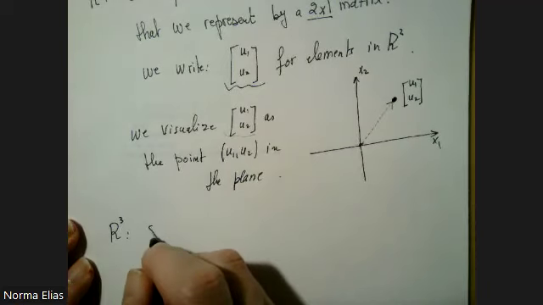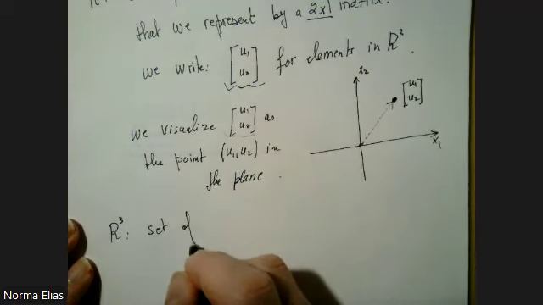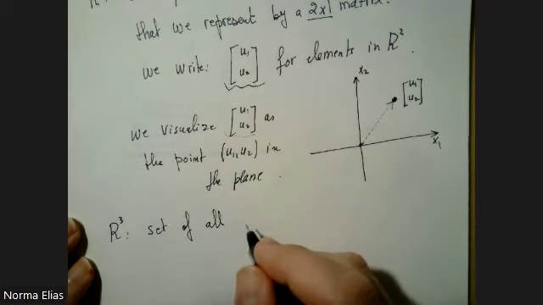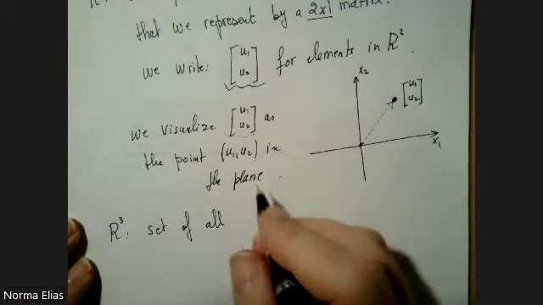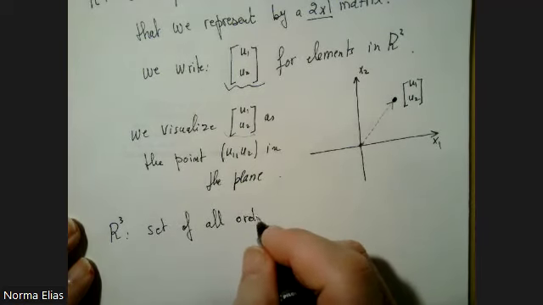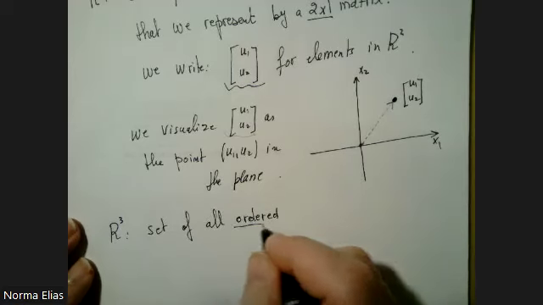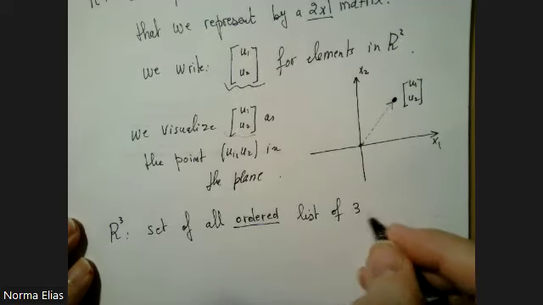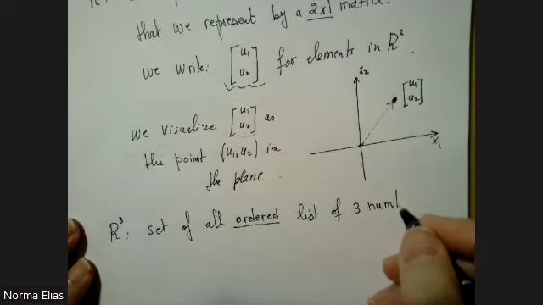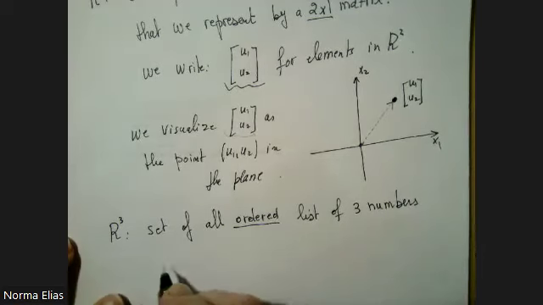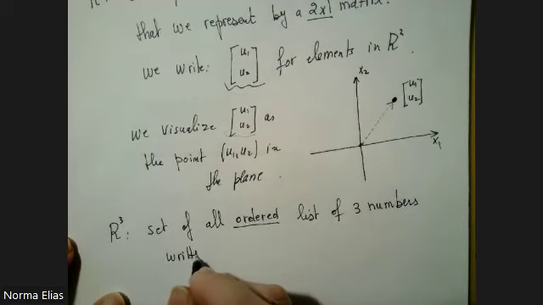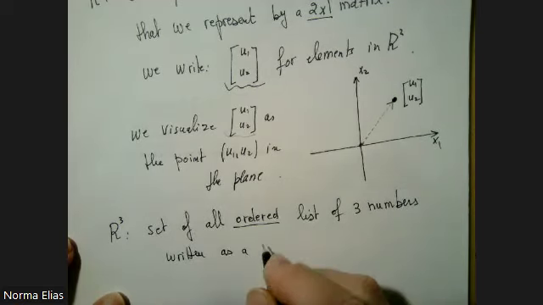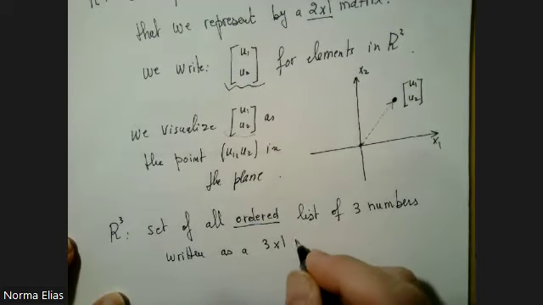R3 is going to be the set of all ordered lists of three numbers. Okay, and then we represent them as three numbers written as a 3x1 matrix.